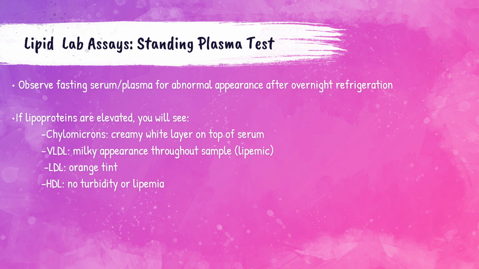In addition to a lipid panel, which again includes total cholesterol, HDL, LDL, and triglycerides, there is something called a standing plasma test that can be performed. A standing plasma test is performed by observing a fasting plasma for an abnormal appearance after a refrigeration period overnight. After that period, chylomicrons appear as a creamy white layer on top of the plasma. VLDL gives a milky or lipemic appearance throughout the sample. LDL gives an orange tint to the sample, and HDL doesn't have any effect on the sample, so no turbidity or lipemia. So that's the standing plasma test.